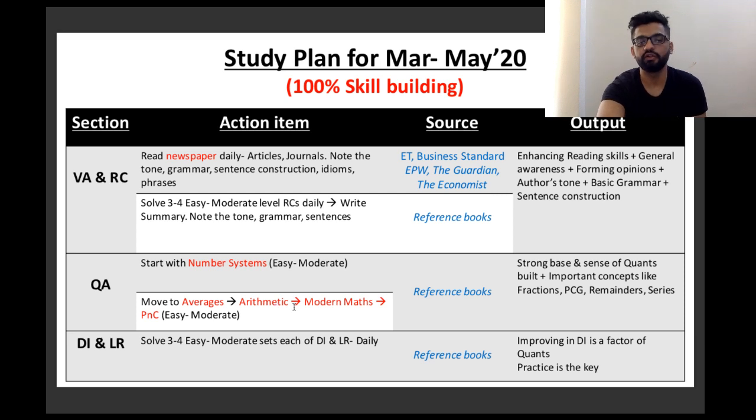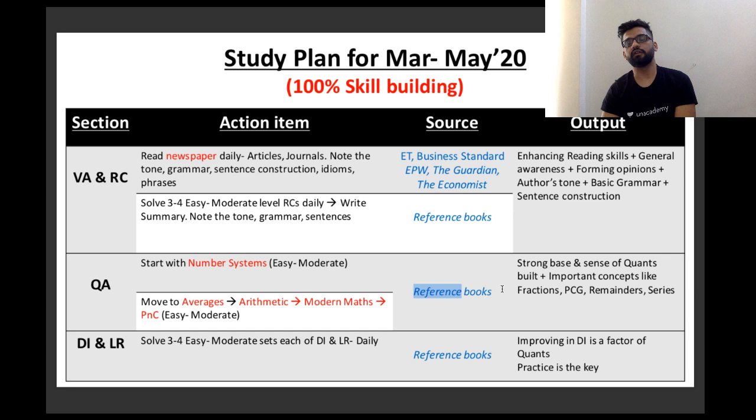Of course, if you're done with all this, easy to moderate level questions aapne kar liye hain in sub chapters ke, then you can move to other chapters like geometry and algebra. Nahi to koi zarurat nahi hai. Again, reference books. What is going to happen? The output of this activity is going to be that you're going to build a strong base and sense of quants, plus important concepts like fractions, PCG, remainders, and series. All these things are going to be taken care of.